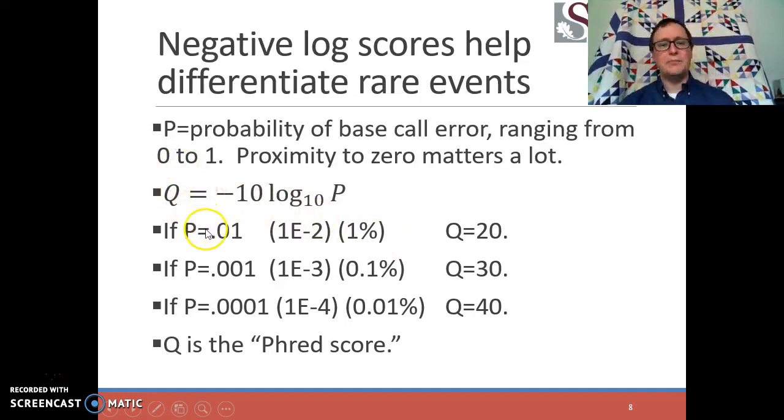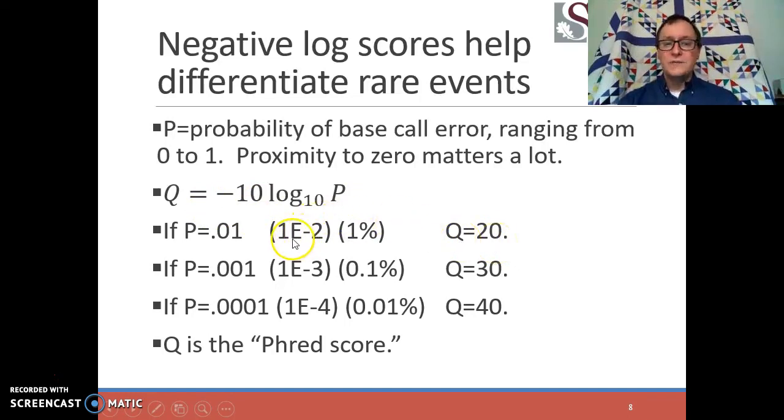If we have a probability of error of 0.01, that's the same as saying we have a 1% chance of error at this location. But let's write that in scientific notation instead. So 1e minus 2 translates as being 1 times 10 to the minus second power. So 10 to the minus second power is equal to 1 out of 100. So 1% in Phred world is written as a Phred score of 20. A 1% chance of error equals 20.